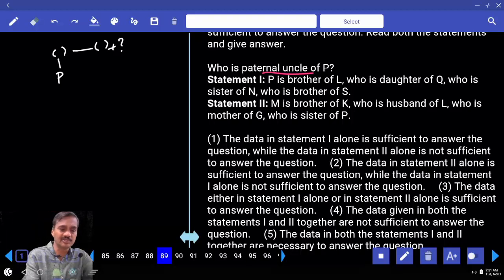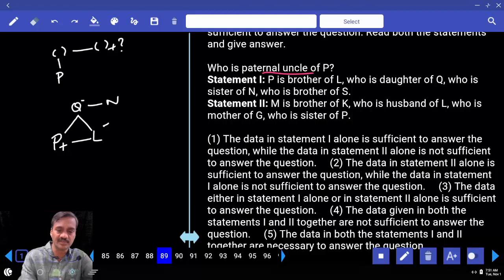And P is the brother of L. Now this P is the brother of whom? P is the brother of L. L is the daughter of whom? L is the daughter of Q, meaning P and L are the children of Q. And Q is the sister of N. N is the brother of S.